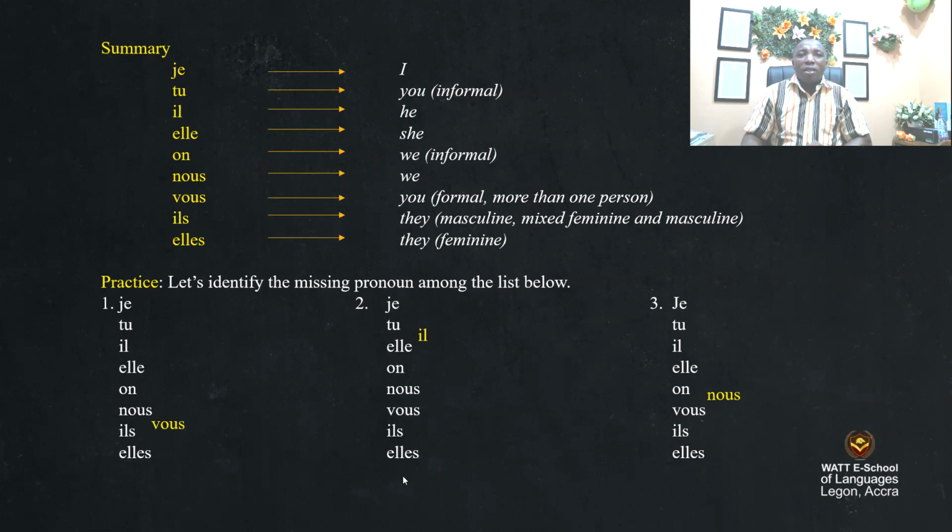And in summary, we can say that we have a maximum of 9 subject pronouns. Je, tu, il, elle, on, nous, vous, ils, elles. And we have the singular subject pronouns and the plural subject pronouns.